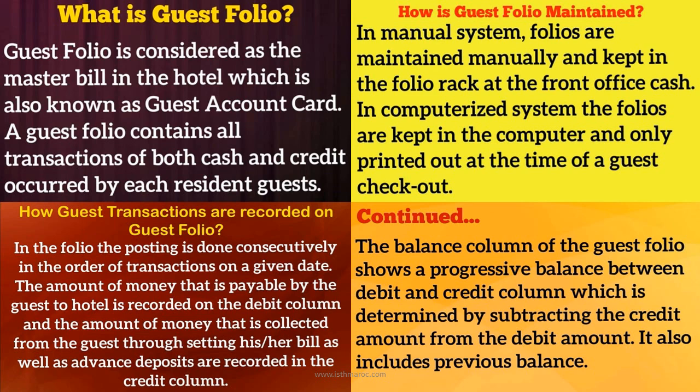The balance column of the guest folio shows a progressive balance between the debit and credit columns, which is determined by subtracting the credit amount from the debit amount. It also includes the previous balance. So, in general, the guest folio has to do with the finances. It has to do also with the credit and cash the guest pays when he or she makes check-in into a certain hotel.